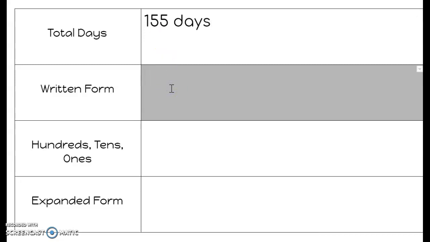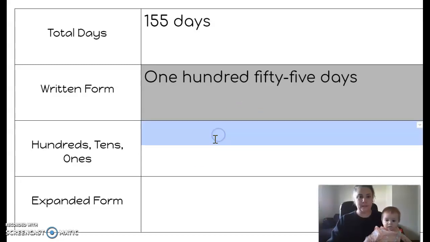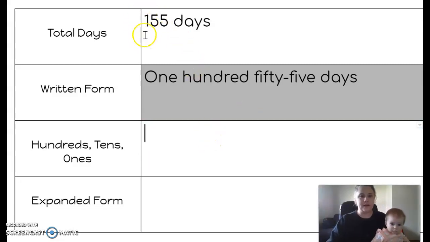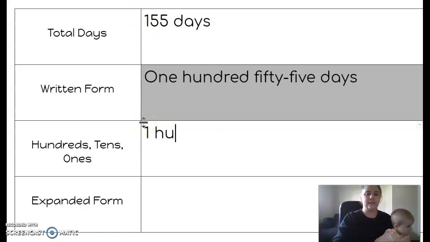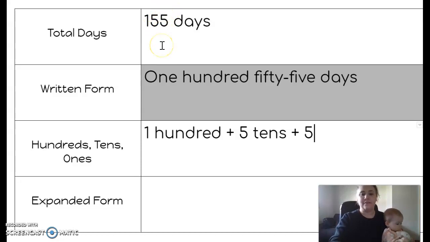Written form, 155 days. How many hundreds, how many tens, and how many ones? Okay, so how many hundreds are there? 100. How many tens are there? 5. And how many ones are there? 5.